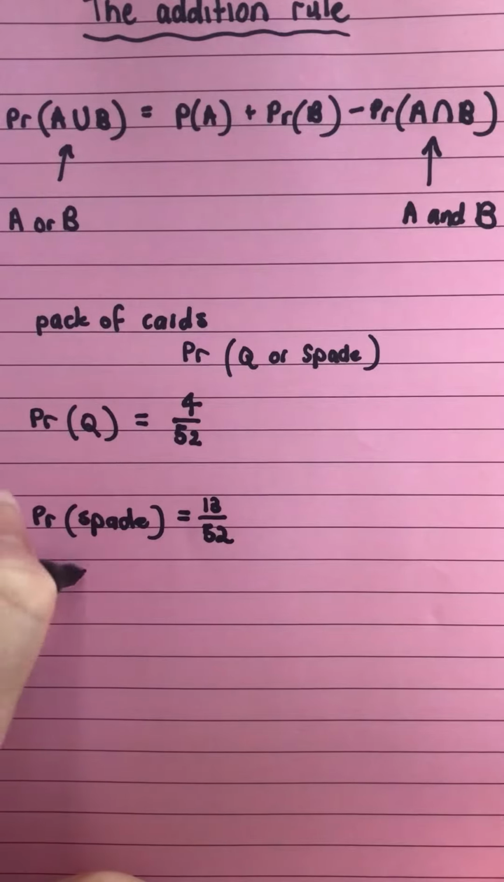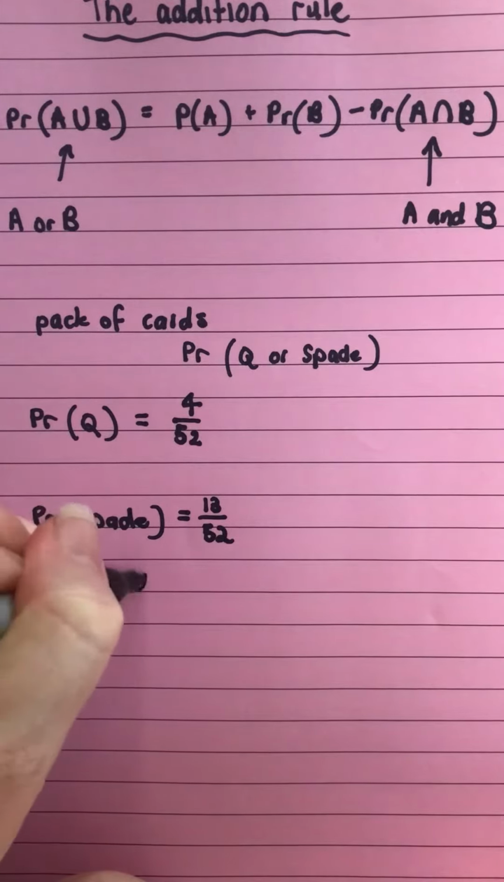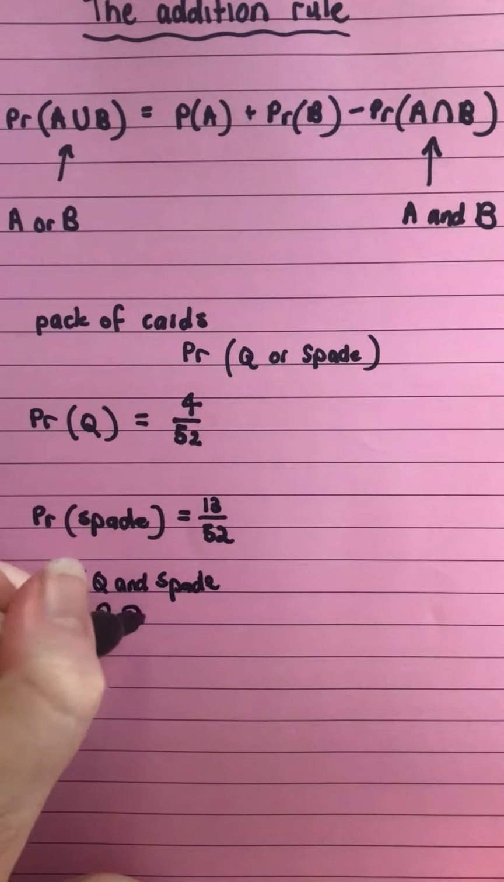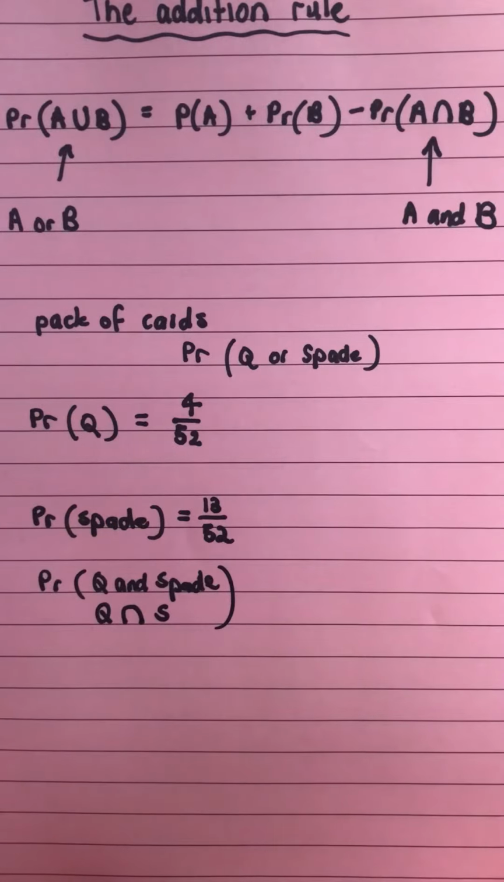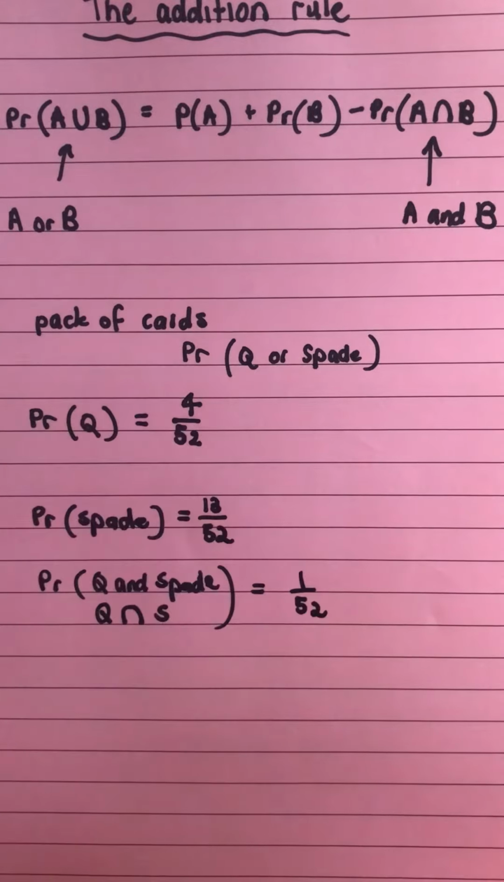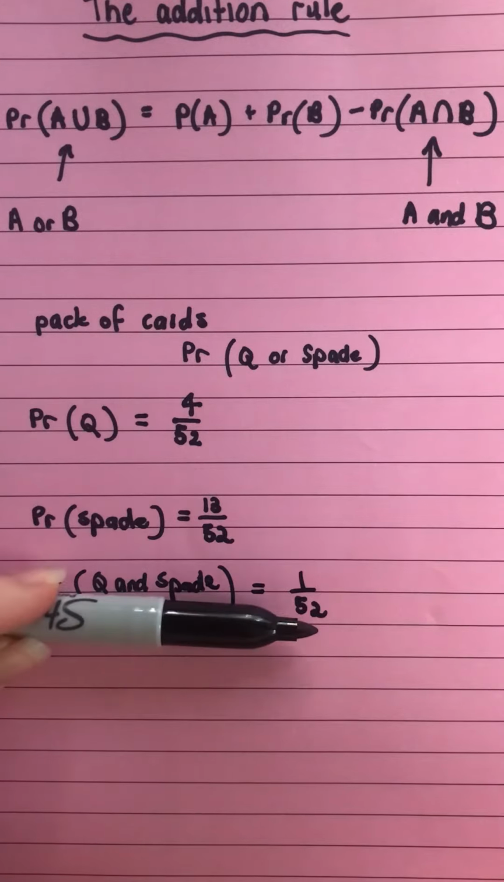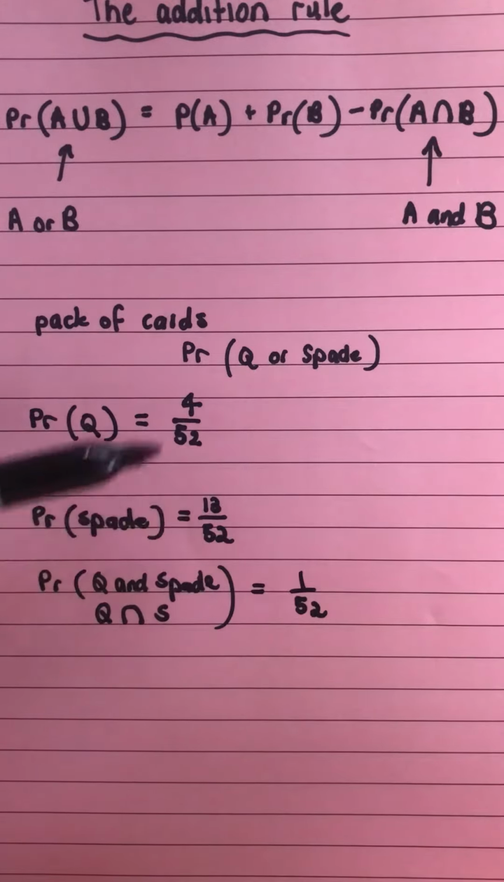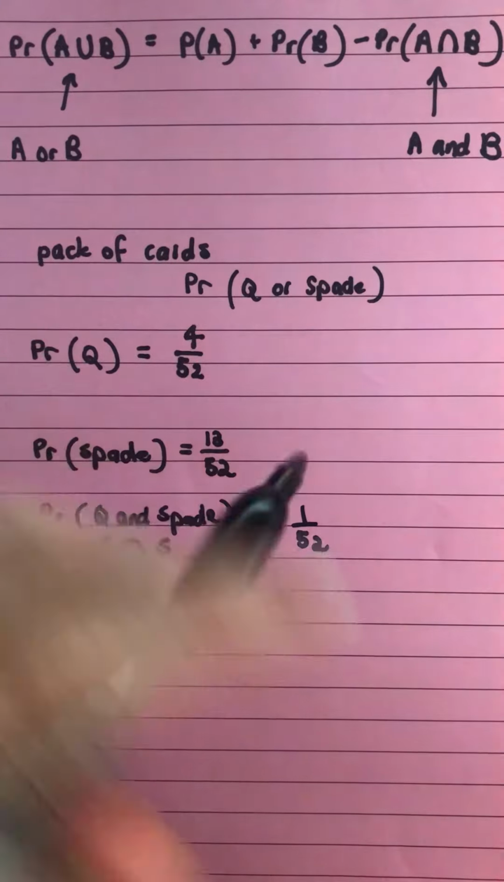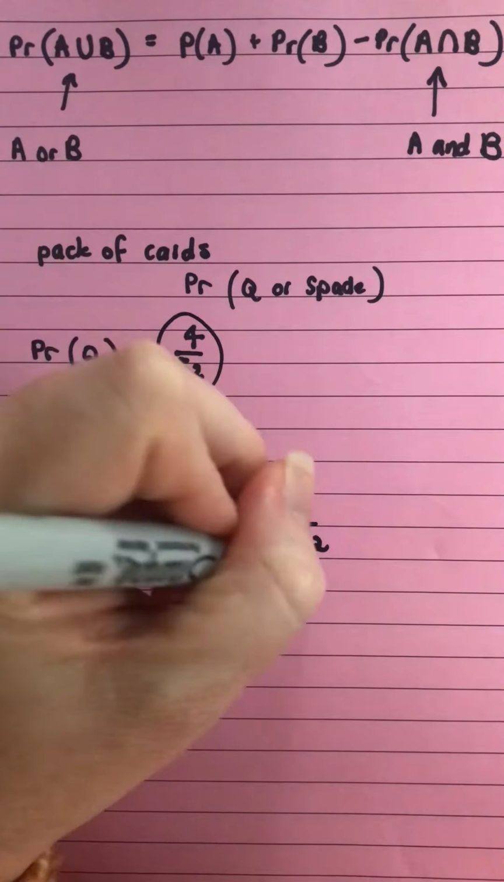And then we want the probability of a queen and a spade. Or notation there, queen and spade. Now, I know that there's 1 queen of spades in the pack, which is 1 on 52. If I didn't know that and I wanted to calculate, I would do the probability of queen times the probability of a spade. So if we did 13 on 52 times 4 on 52, we should get our 1 on 52 there. So now we have the 3 pieces that we need, the 4 on 52, the 13 on 52, the 1 on 52.